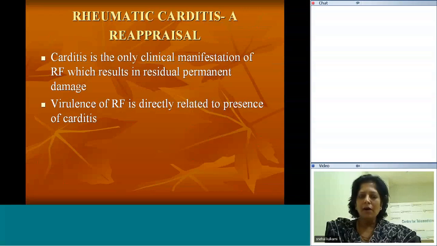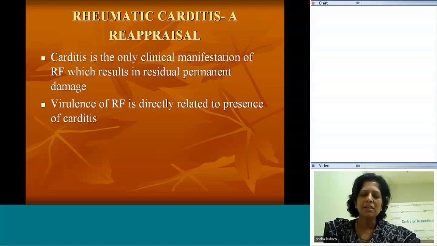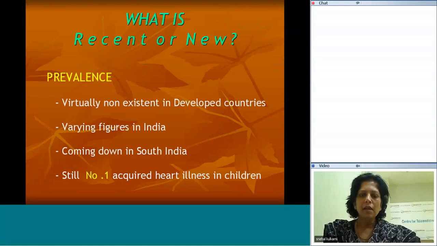Why is it more important? Carditis is the only clinical manifestation of rheumatic fever which results in residual permanent damage of the heart, so we need to look into this carditis aspect very significantly. Another thing is that the virulence of rheumatic fever is directly related to the severity of carditis and the residual cardiac damage it creates.